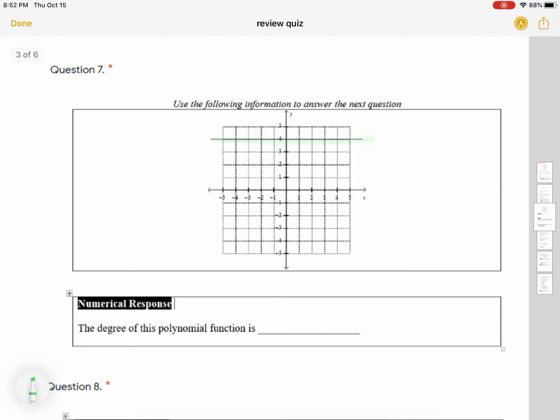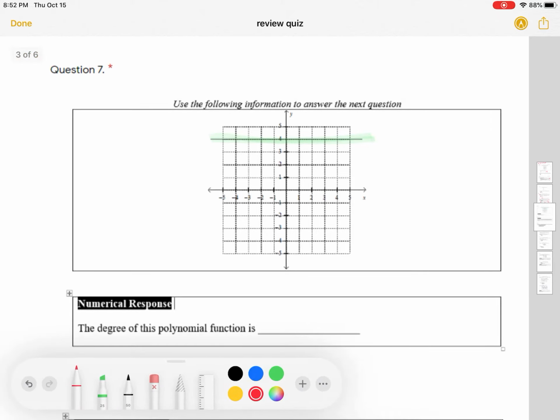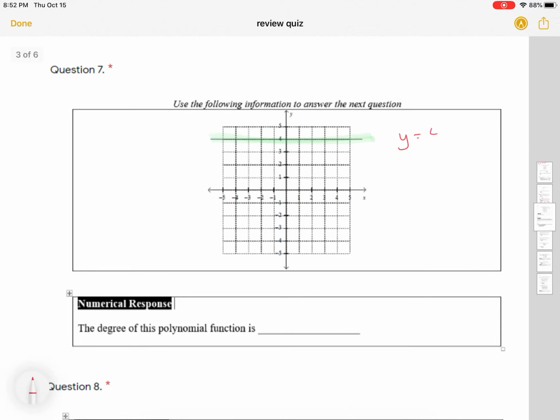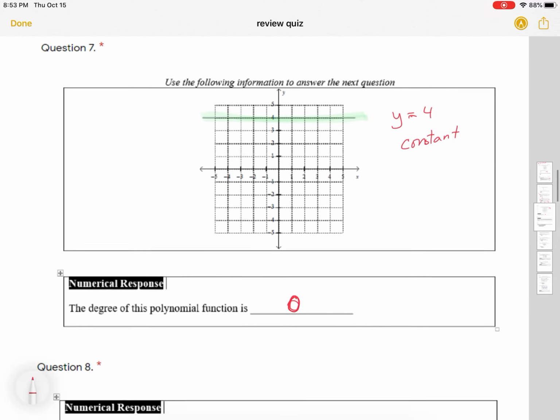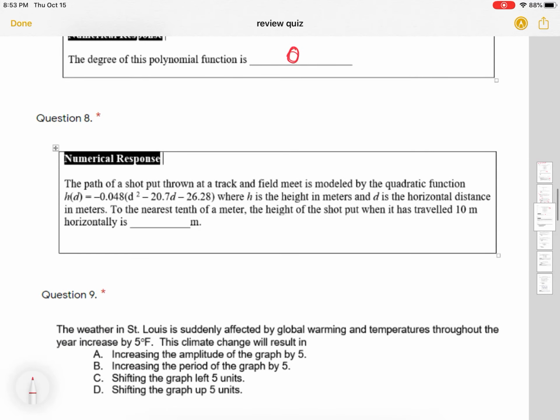Question 7. So we have this function up here. I'm going to highlight it because it's kind of hard to see with my many copied thing. But we have an equation up there, which is basically y equals 4. This is a constant function, right? There is no variable. So that means the degree of this polynomial function is 0. Okay? Alrighty. So if you ever see a horizontal line, degree is 0.